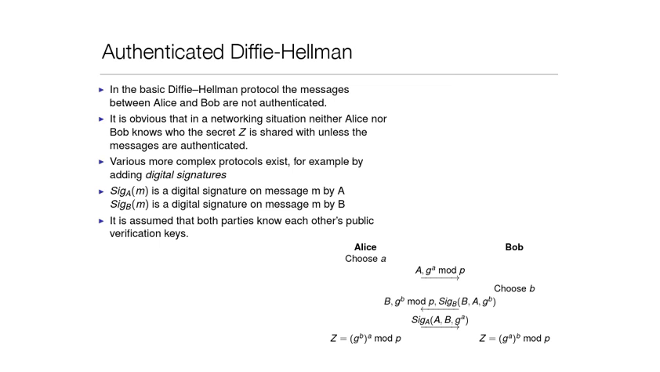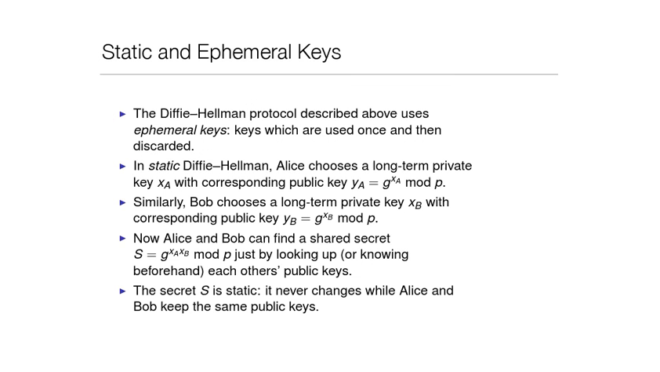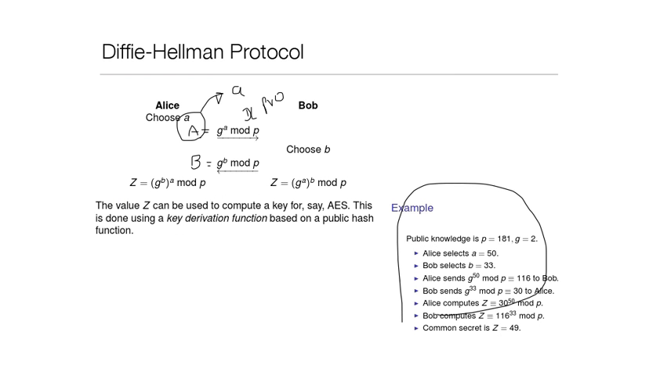Another way is using static and ephemeral keys. So what are static and ephemeral keys? In the plain Diffie-Hellman protocol we discussed previously, Alice chooses a small a value, Bob chooses small b value, and then Alice computes capital A, Bob computes capital B. In this example, these small a and small b values are used only for this communication session. So they are temporary or short-term keys only for this session. So they are called ephemeral keys.